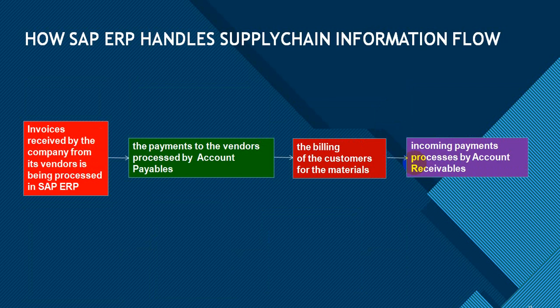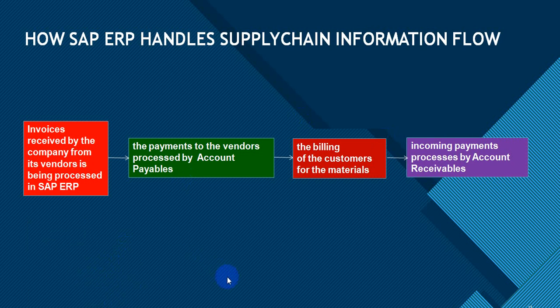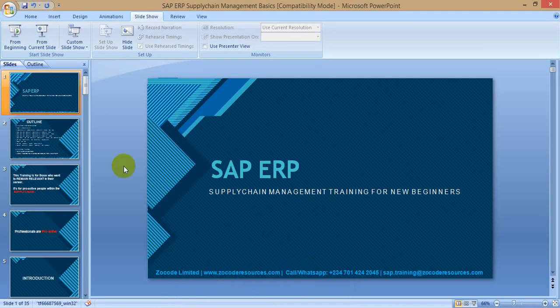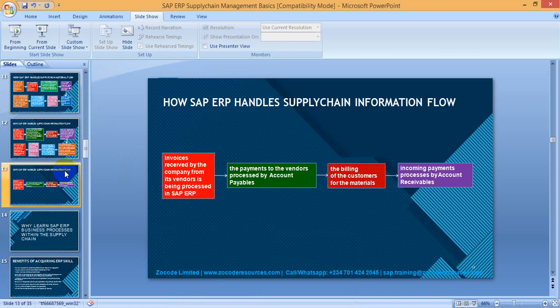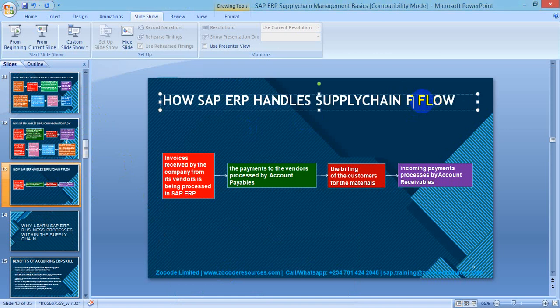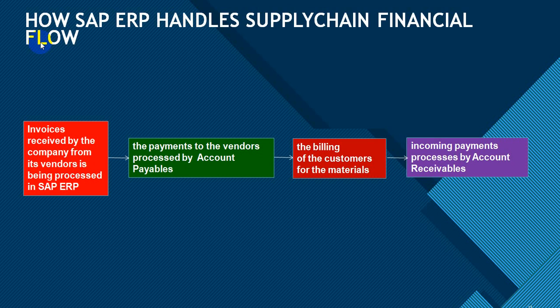Okay, so let's look at the third one, how SAP ERP handles supply chain information flow. Oh, sorry, I think this is supposed to be financial. This is supposed to be financial flow, not information flow. Okay, just a minute. Let me correct this. That should be financial flow now. Alright, so that should be financial flow. So let me do this. Okay, it has changed now.